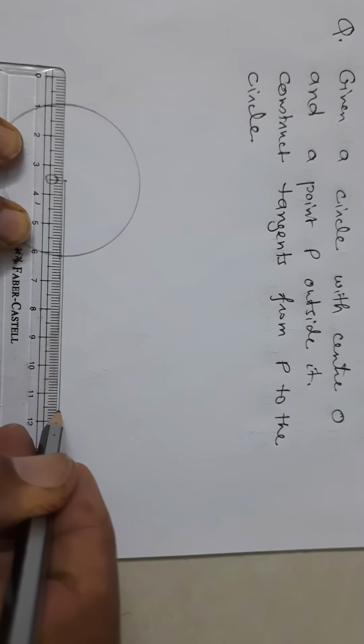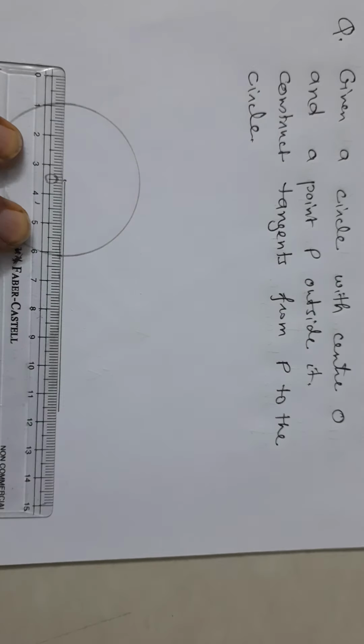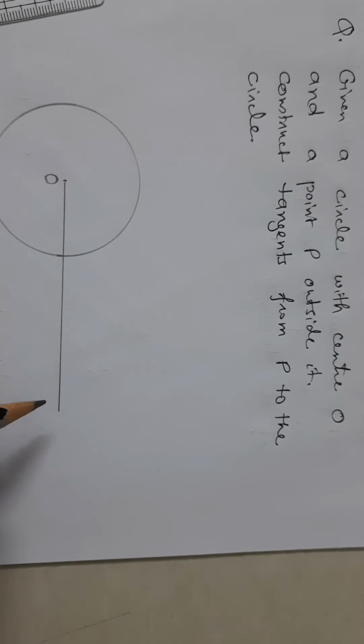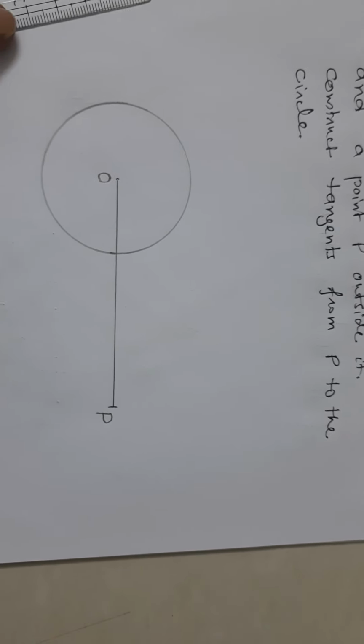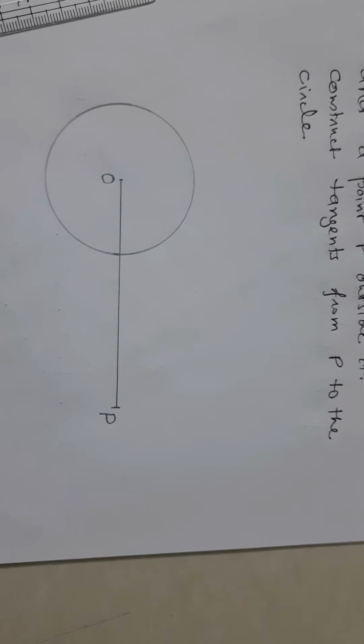Sometimes you may be given a particular distance. Here we have not been given any distance at which this point P is from the center. So we have randomly taken point P at some distance from the center. Now what do we need to do? We need to find the midpoint of OP, and therefore we will draw the perpendicular bisector of OP.